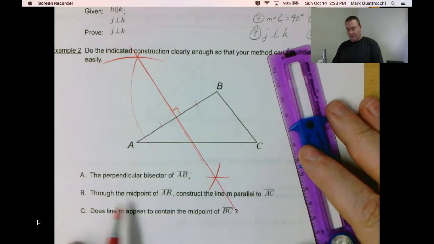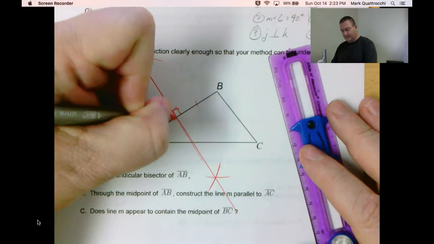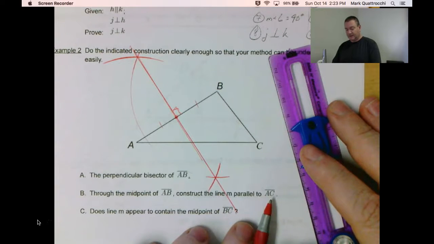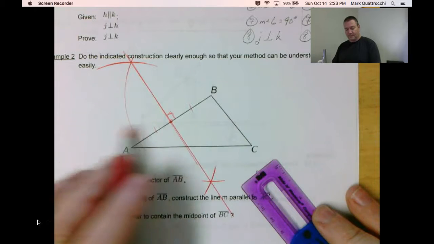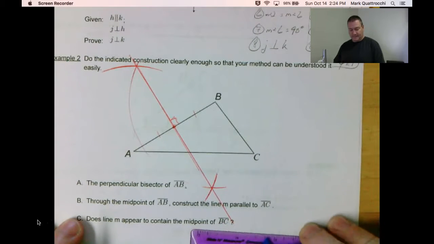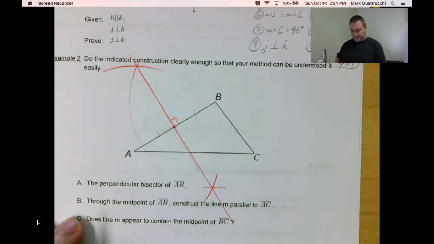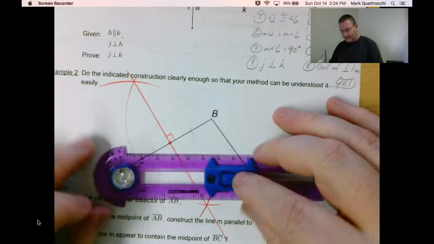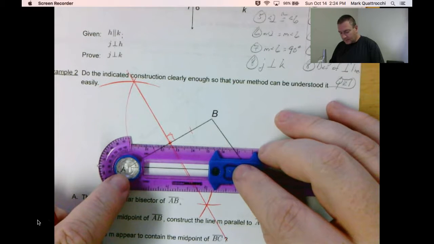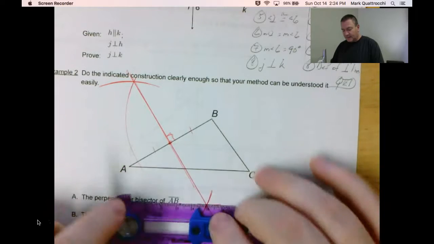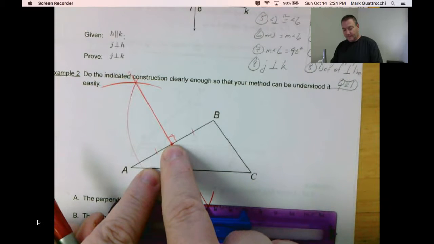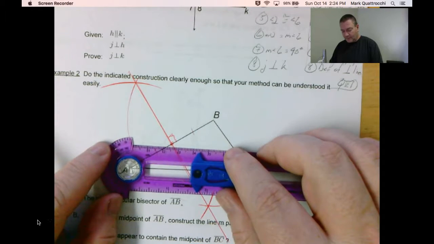Now, through the midpoint of segment AB, which is right here, we're going to construct a line parallel to segment AC. So we're going to have a parallel coming through this point parallel to AC. Okay, so to do that, I need to make an arc. Make this one a little bit smaller. Starting at point A. Basically what I need to do is make a copy of this angle at this point here. Okay, so we're going to copy this angle.